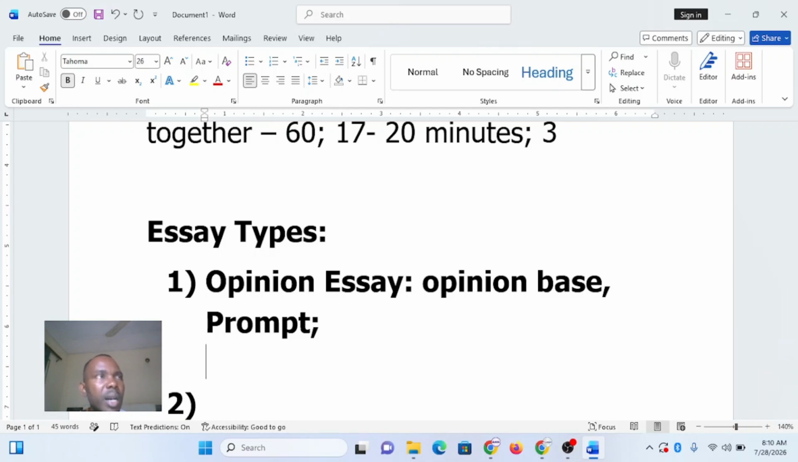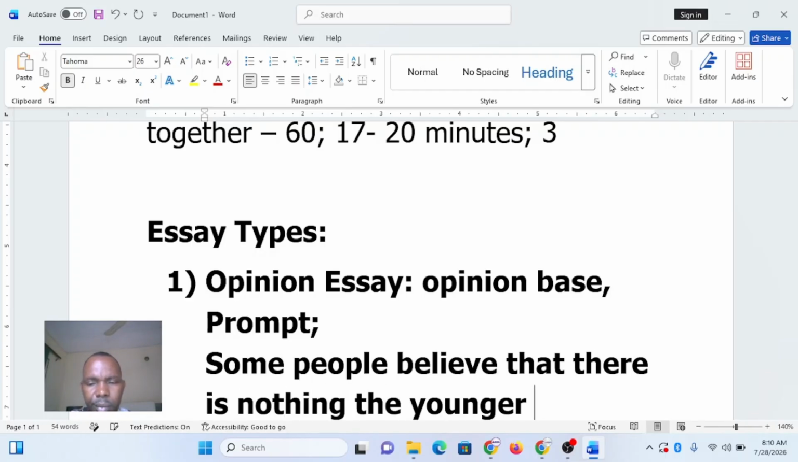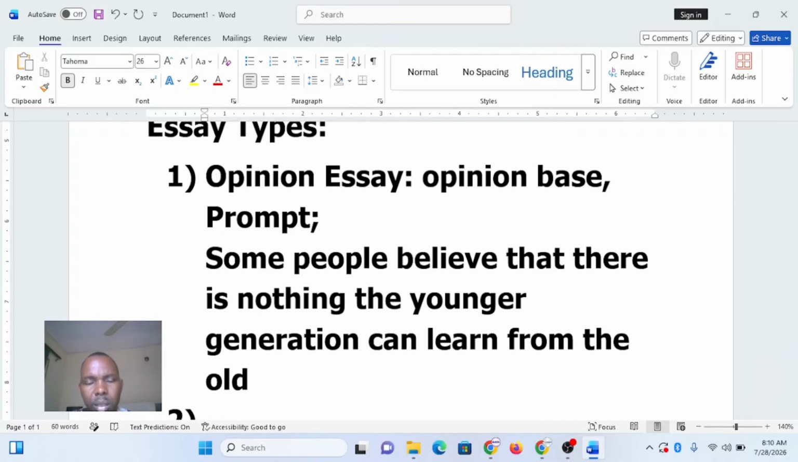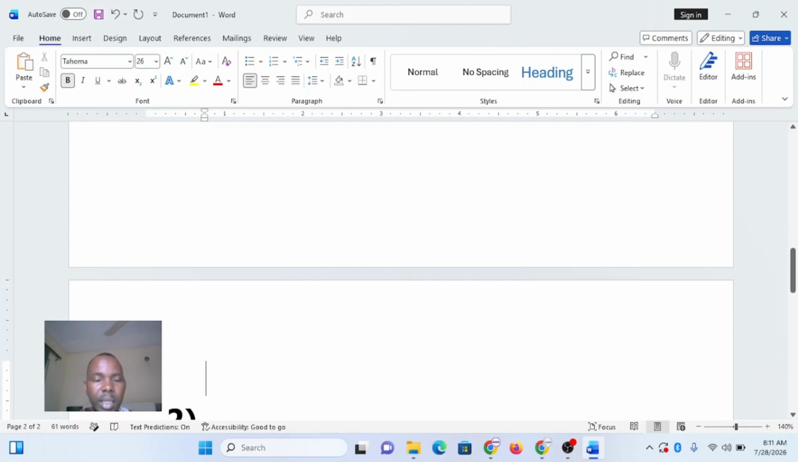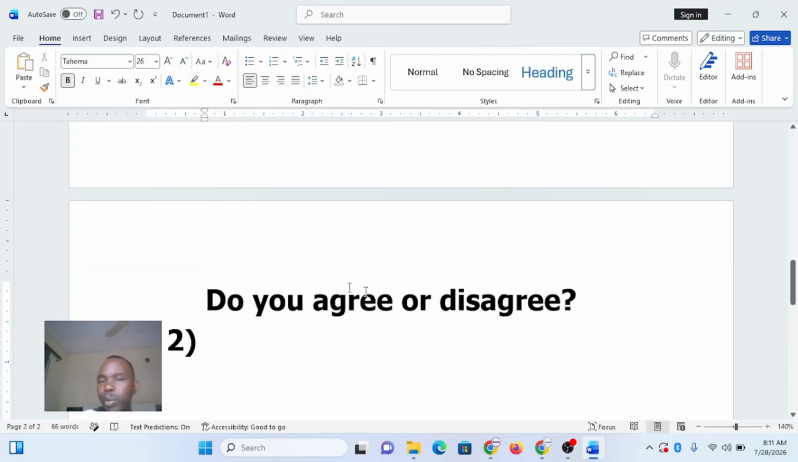Some people believe that there is nothing the younger generation can learn from the older one. Do you agree or disagree? So let me just create, let's say this is a question. Some people believe that there is nothing the younger generation can learn from the older generation. All right. So this is a question. Then the prompt is something like this. They will now ask you, do you agree or disagree? So this is a prompt.